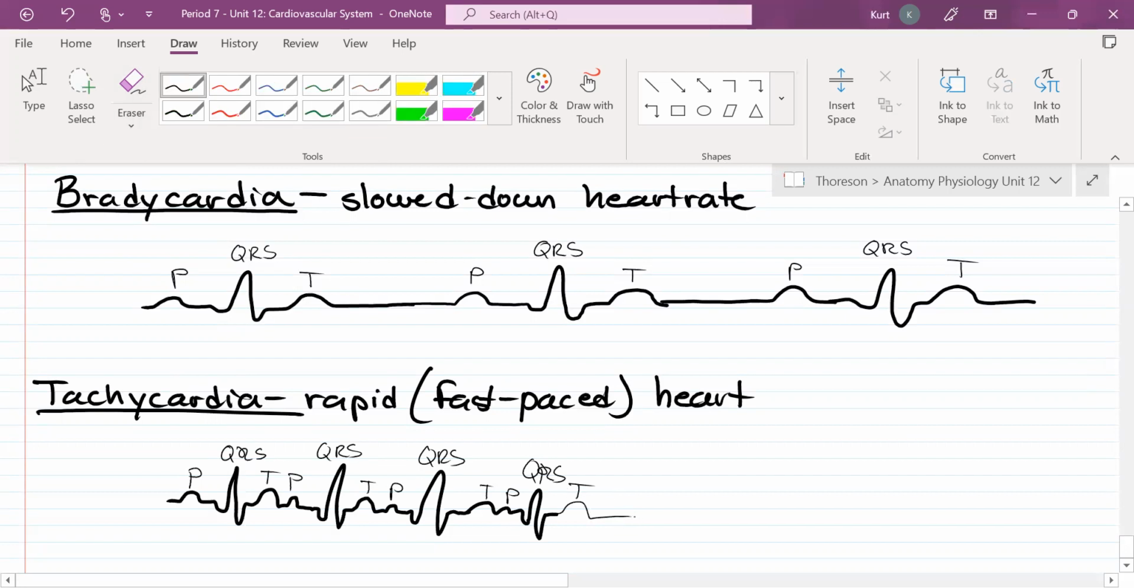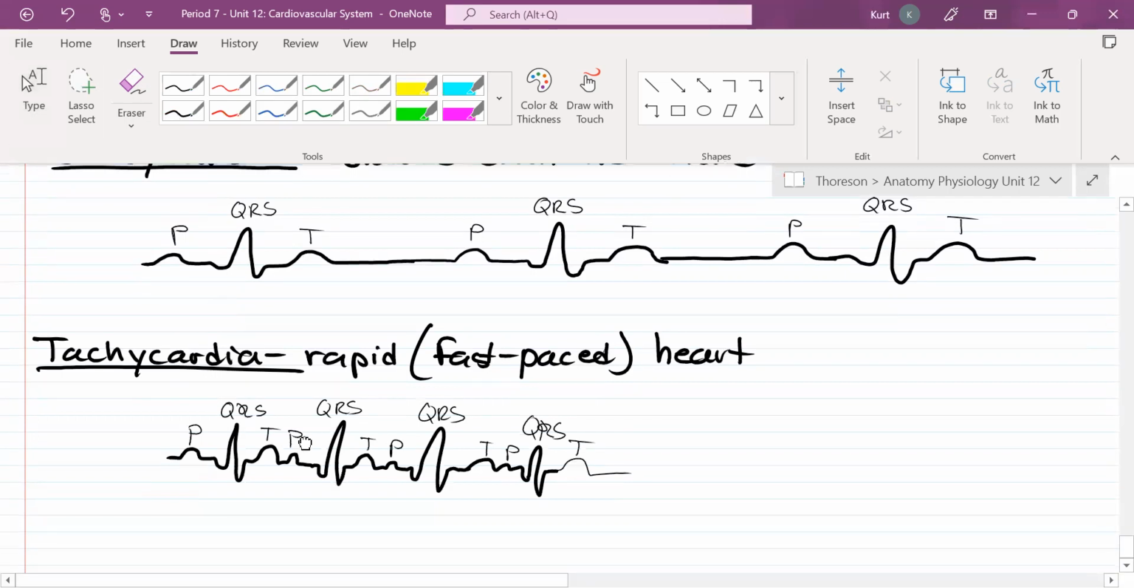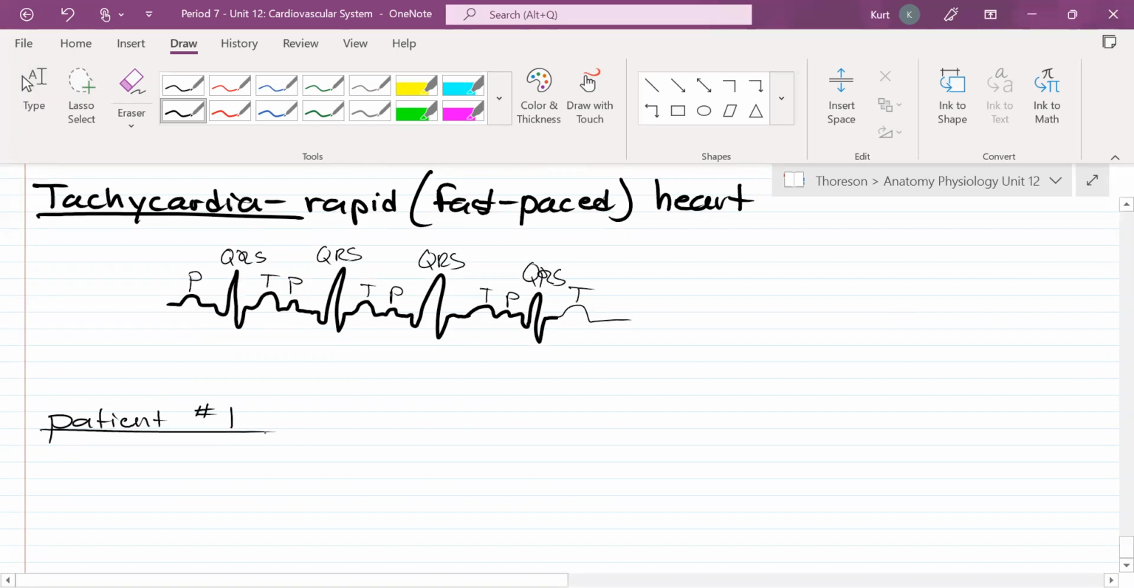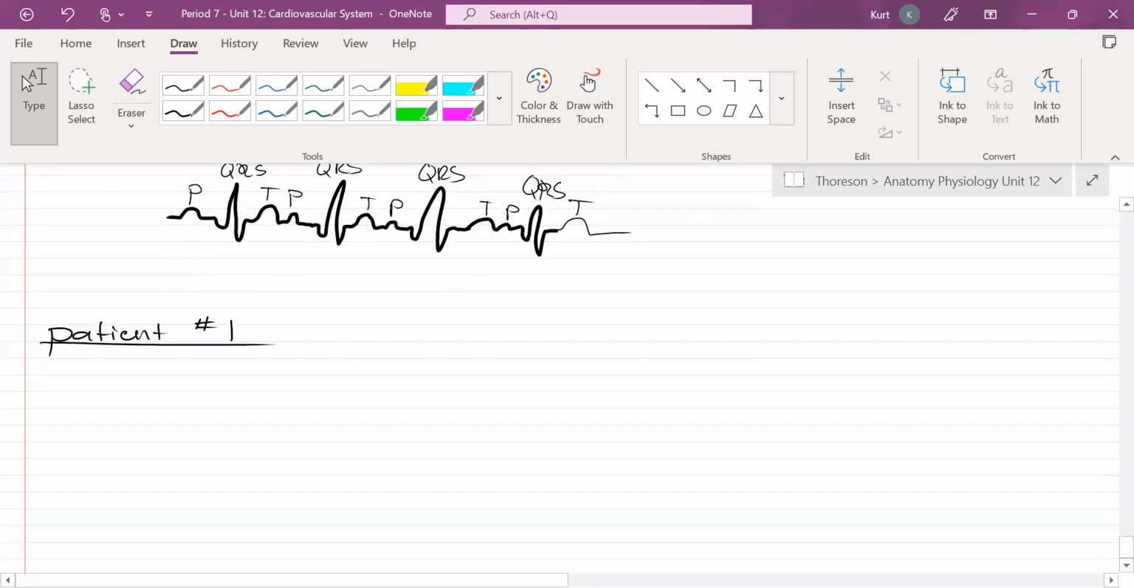So I'll give you two more examples of something that might go wrong. Then I'll turn off the recording and we will switch over to a YouTube video and see if you can diagnose it, okay? All right. I'm going to draw one. See if you can figure out what's wrong with it. You ready? Patient number 1. Here's what their electrocardiogram looks like.